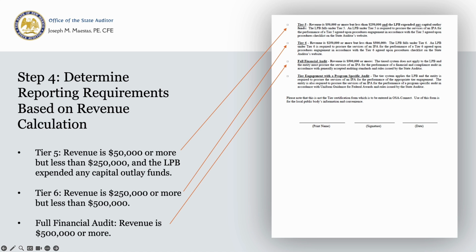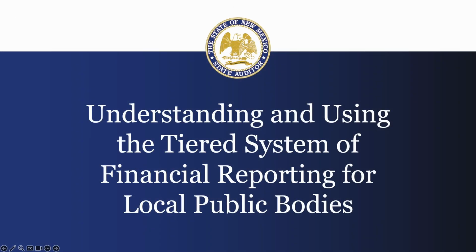Based on the example above, with $10,000 in revenue and $55,000 in total amount expended of the $100,000 awarded, this example falls in the Tier 3 category as it is less than $50,000 in revenue and expended over 50% of the amount awarded. Congratulations! You have successfully determined the reporting requirements for your local public body using the tiered system of financial reporting. Remember to follow the instructions provided in the document for each tier to fulfill all the necessary reporting requirements.